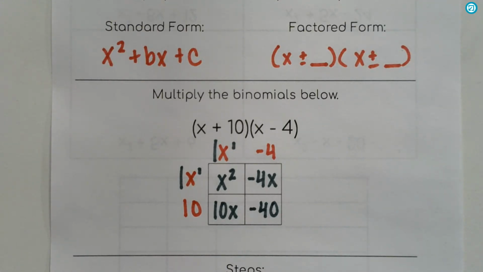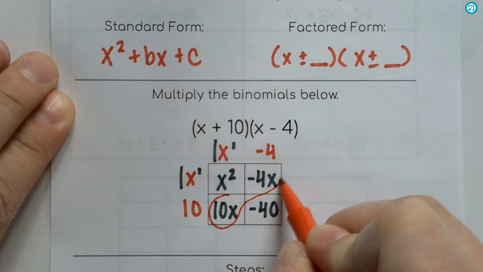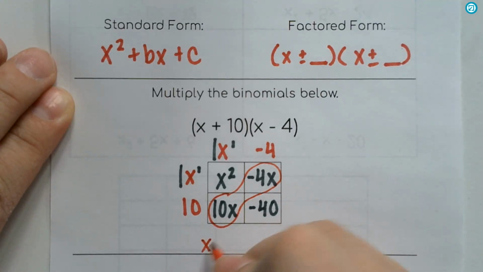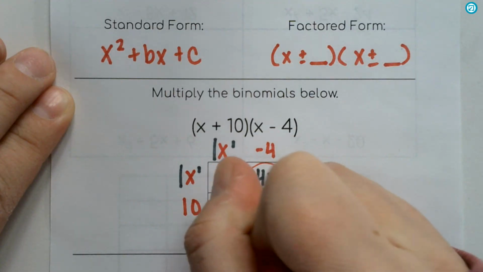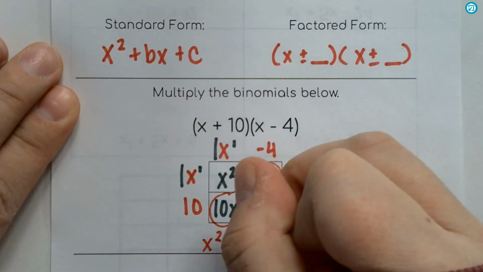Okay, if I were to combine like terms and write an answer, I would be able to combine this 10x and this -4x together. So I would start from my highest exponent. I would put x squared first. 10x plus -4x is going to be -6x. And then I have my -40 at the end.